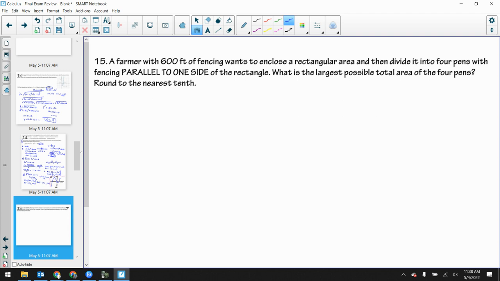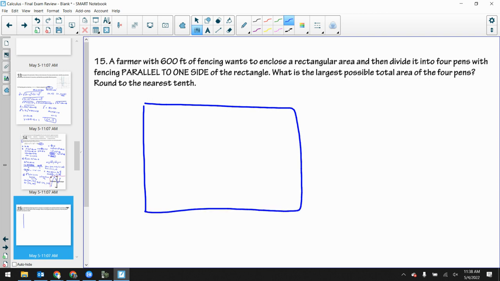A farmer with 600 feet of fencing wants to enclose a rectangular area, then divide it into 4 pens. So I've got this rectangular area, and I'm going to divide it into 4 pens with fencing parallel to one side. So I'm going to choose this side here, and make it 4 pens. Split it down the middle, split it down the middle, split it down the middle. There we go, 4 pens total. What is the largest possible area for these 4 pens?